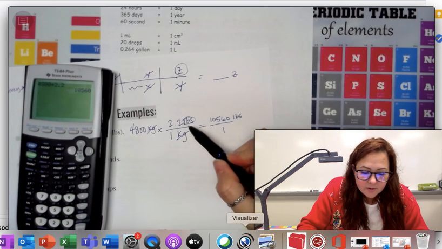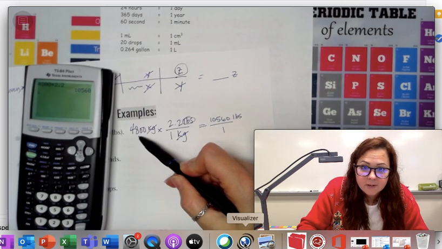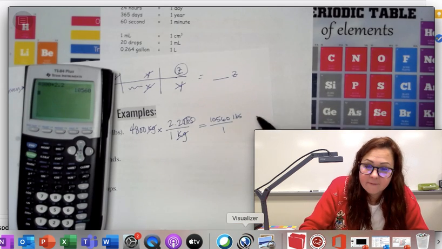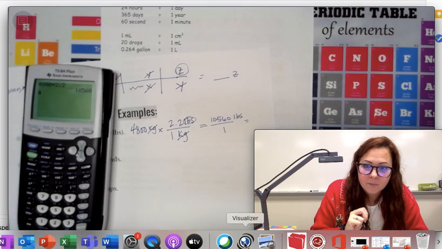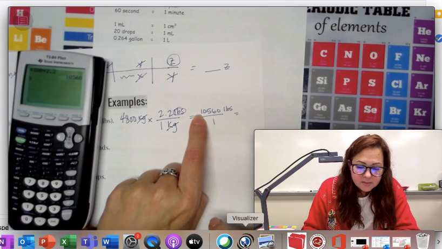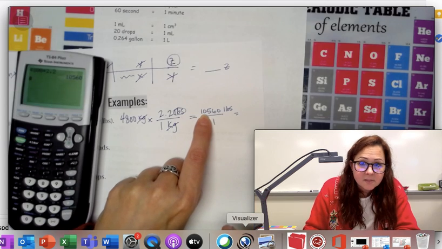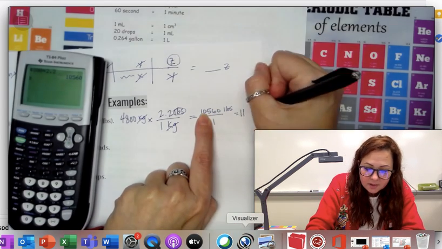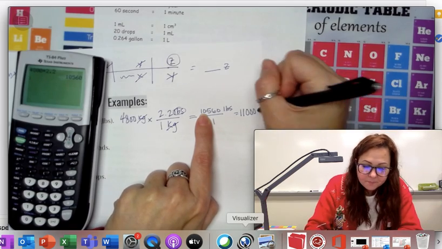This number down here has 2 sig figs. So because this number has 2 sig figs, my answer has to have 2 sig figs. To get this number to have 2 sig figs, I need the 1 and the 0. The 5 makes the 0 go up to a 1. So you actually end up with 11,000 pounds.